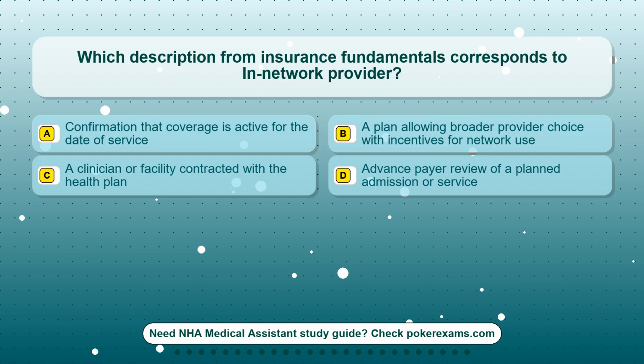Question 4. Which description from Insurance Fundamentals corresponds to in-network provider? Option A. Confirmation that coverage is active for the date of service. Option B. A plan allowing broader provider choice with incentives for network use. Option C. A clinician or facility contracted with the health plan. Option D. Advance payer review of a planned admission or service.